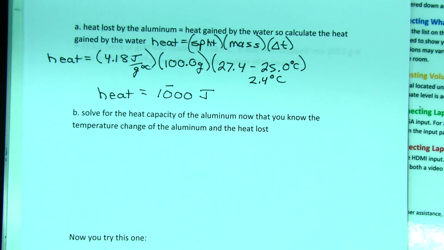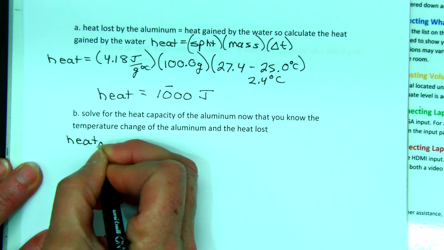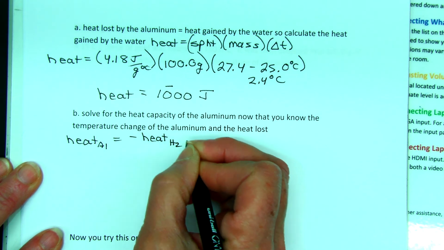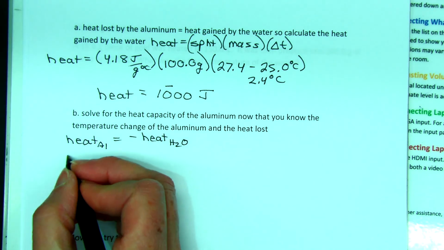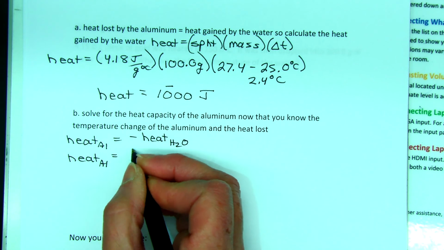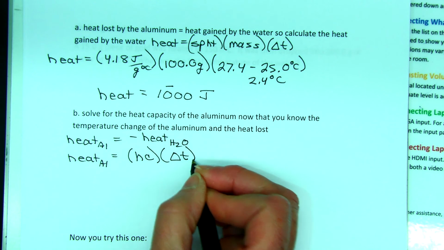So now I know how much heat the water gained, so I know that that is the heat that the aluminum lost, right? We know that the heat of the aluminum is negative heat of the water, and we put that negative sign in there because one is gaining energy and one is losing energy. One has a negative temperature change, one has a positive temperature change. So we also know that the heat of the aluminum is equal to the heat capacity, because we don't know the mass of aluminum, times the temperature change.